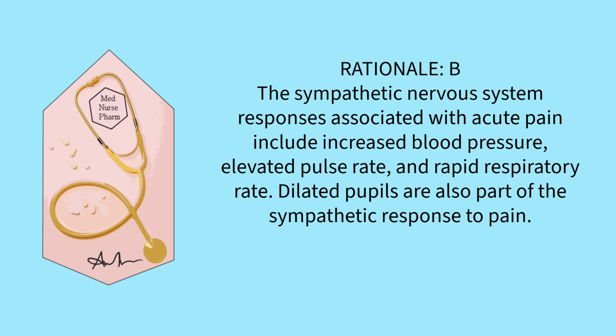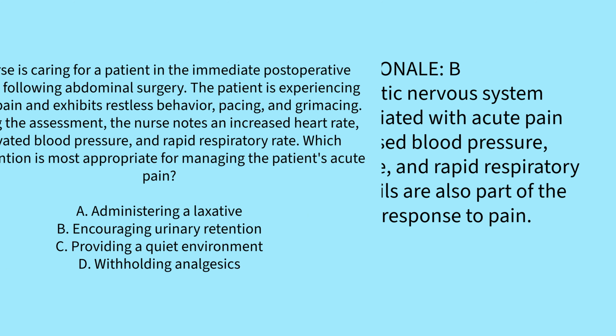The correct answer is B. The sympathetic nervous system responses associated with acute pain include increased blood pressure, elevated pulse rate, and rapid respiratory rate. Dilated pupils are also part of the sympathetic response to pain.